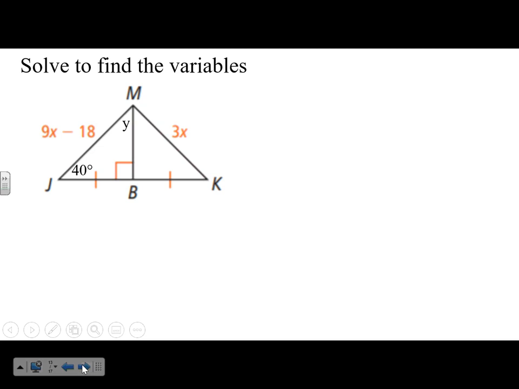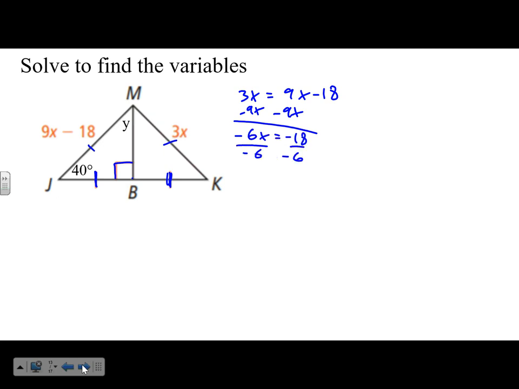So solve to find the variables. Again, we're using the perpendicular bisector theorem. So this one, there's a couple different things. First off, we know it's perpendicular and it is bisecting. It's the midpoint since these two are congruent. So that means these two are equal to each other. So 3x is equal to 9x minus 18. So subtract 9x. Negative 6x is equal to negative 18. X is equal to positive 3.